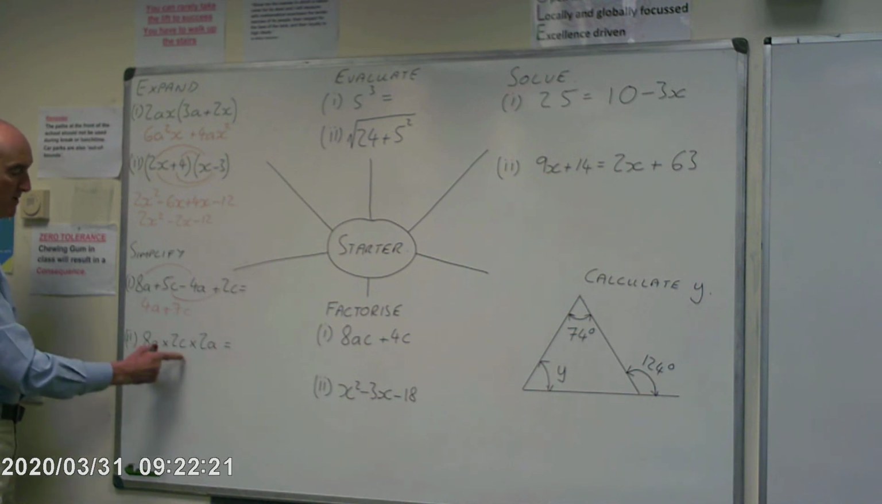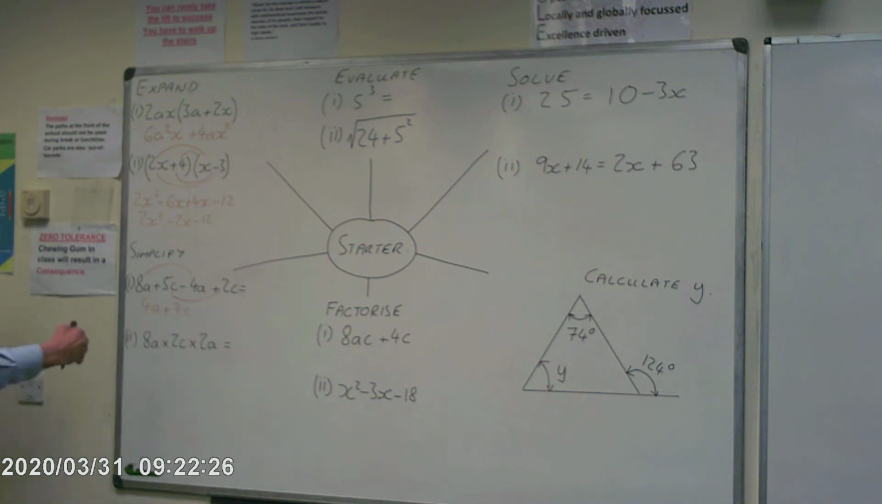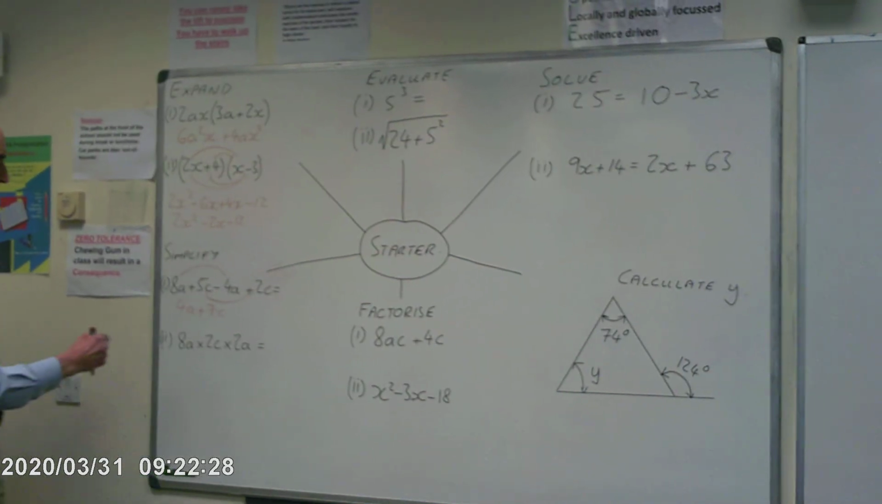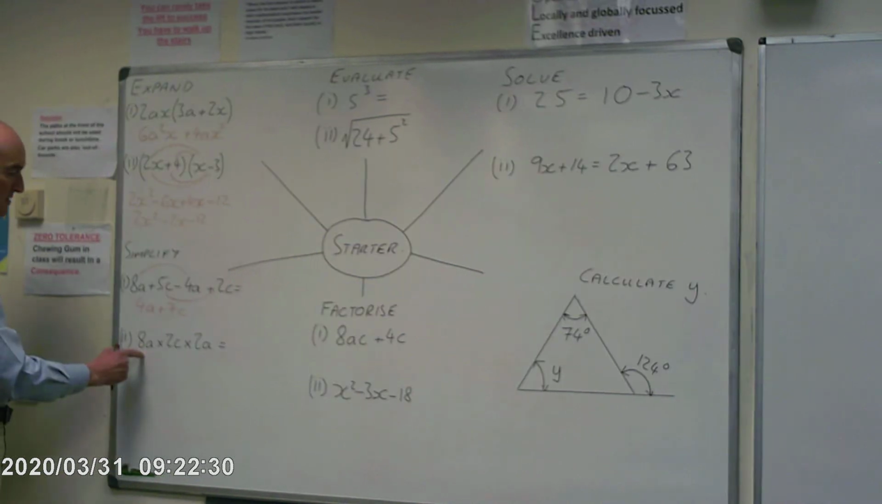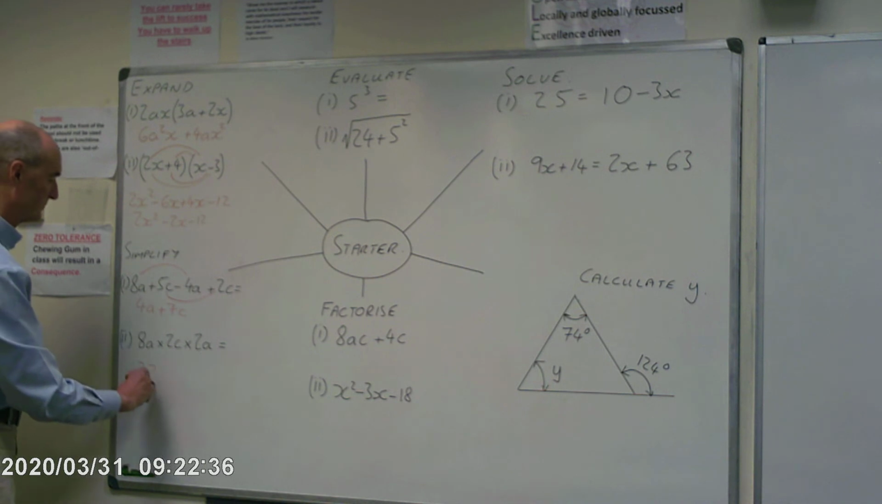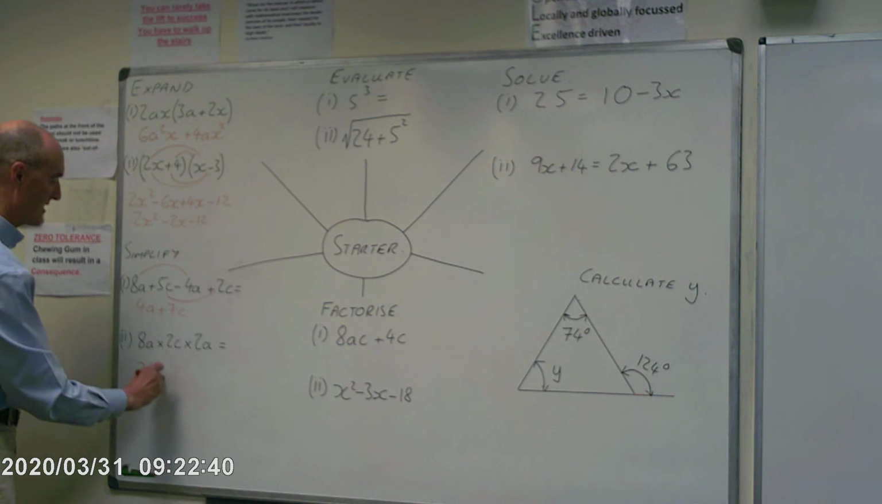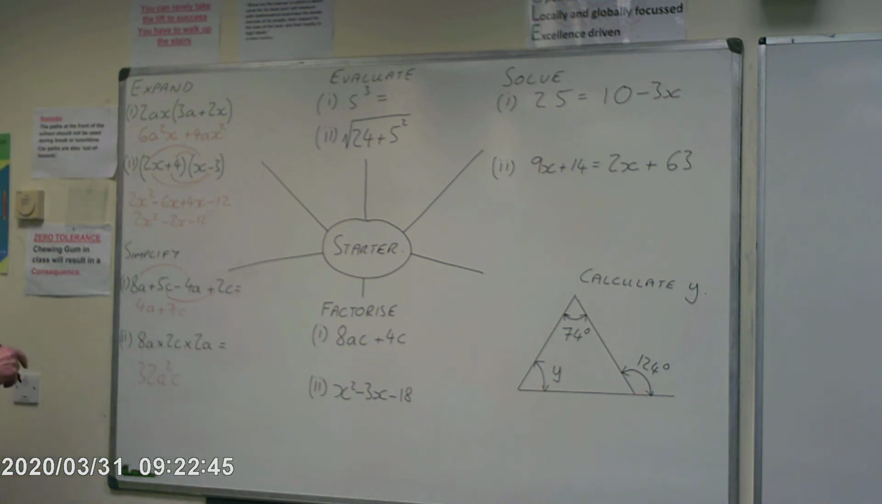8a multiplied by 2c multiplied by 2a. Well, the numbers we can multiply together. 2 times 8 is 16. 2 times 16 is 32. a times a is a squared. And then we've still got c to deal with.